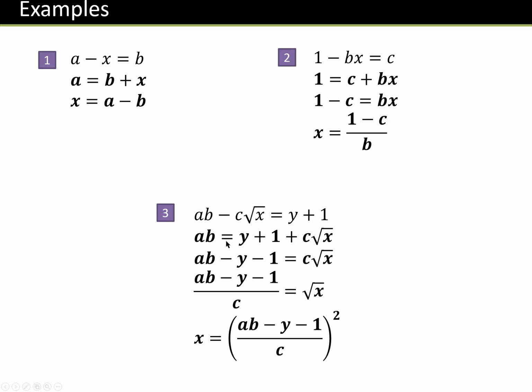So subtract both y and 1 on both sides. We have to get rid of that c, so we divide it. It comes to the bottom. Now we have to square both sides to get rid of that square root. And finally, x is free. A true thug, even if I do say so myself.